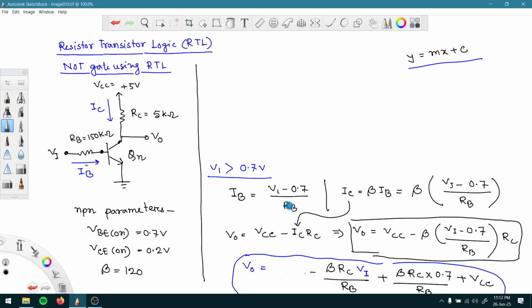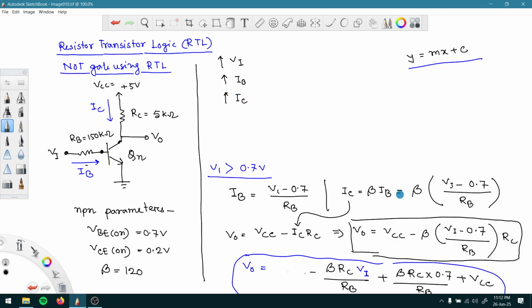Because as Vi is increasing, we are still going to assume that the voltage we are getting at this base node is 0.7, all the values are fixed. So as you increase the value of Vi from 0.7, Ib should also increase, right? And as you increase Ib, because IC is equal to beta Ib, IC should also increase.